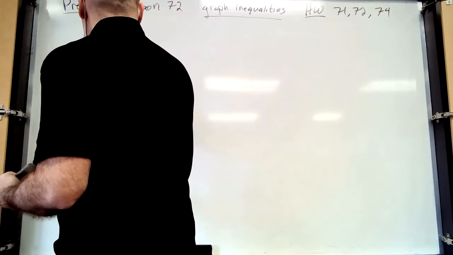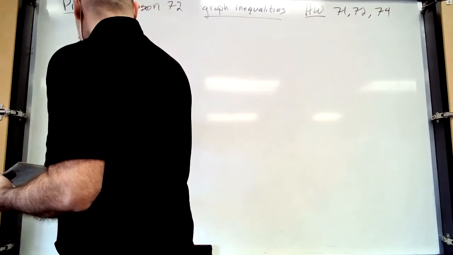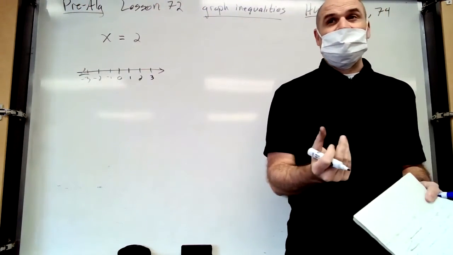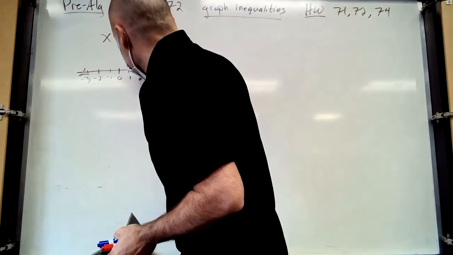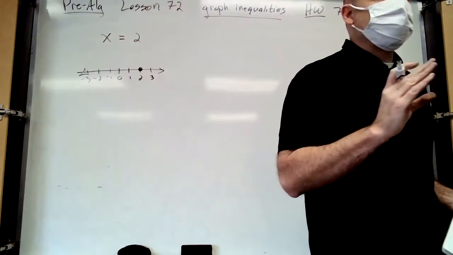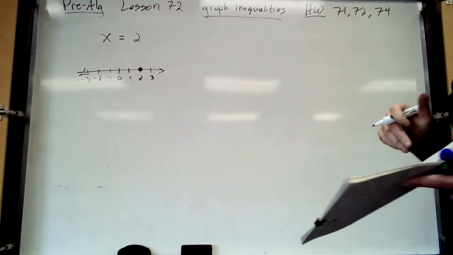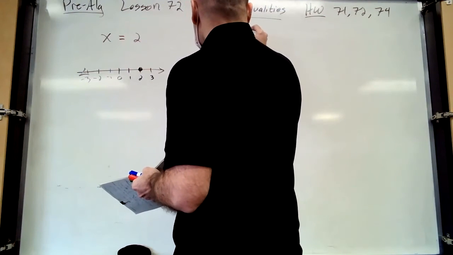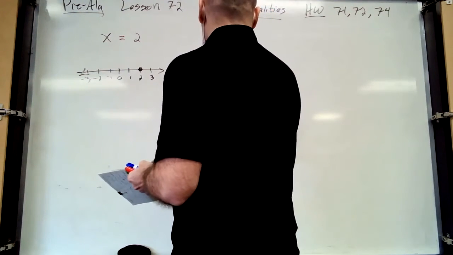Okay, so if x equals 2, how would I graph this on the number line? You just put a dot right there, right? This is important. This is how you plot x equals 2 on a graph. So what if I wanted to say x is greater than or equal to 2?